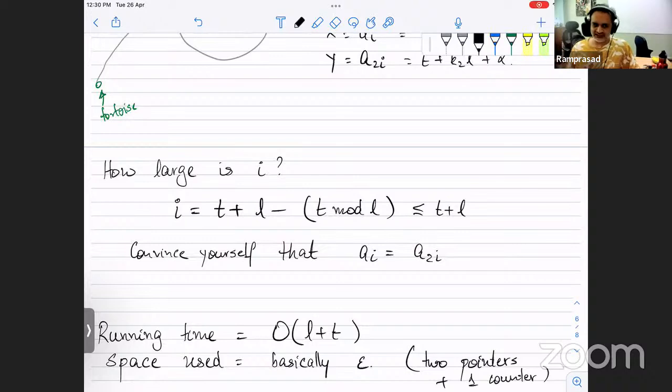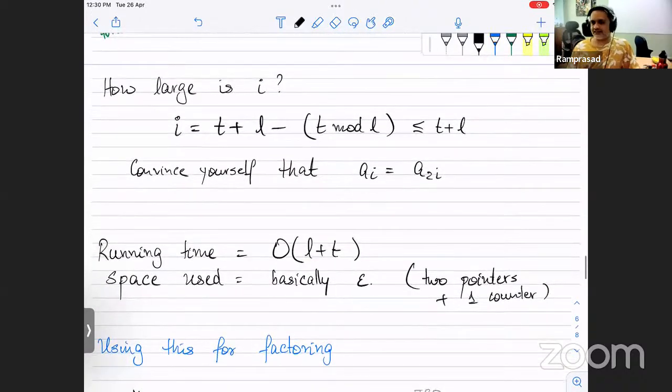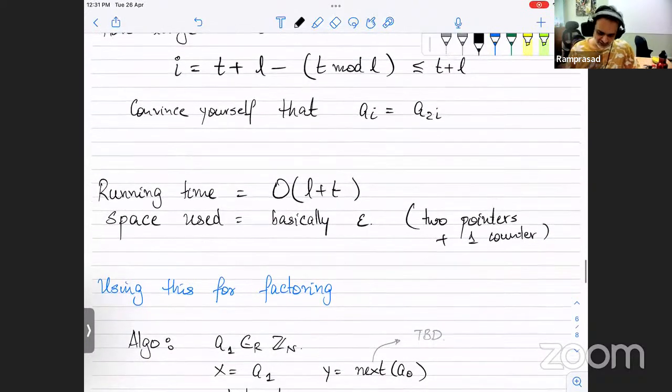Okay, so this is there. So now let's ask ourselves, how are we going to use this for factoring? We are going to basically do something like cycle detection, which is like something like collision. Like the next function has a collision. I want to find that thing. So here's what we are going to do.